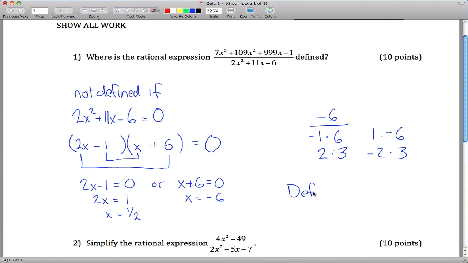So our final answer would be it's defined if x does not equal one of those two bad solutions. Something like this. You didn't have to write your answer exactly like this, but if you express this idea, you're in good shape. So that's the first question. Moving on to the second question.